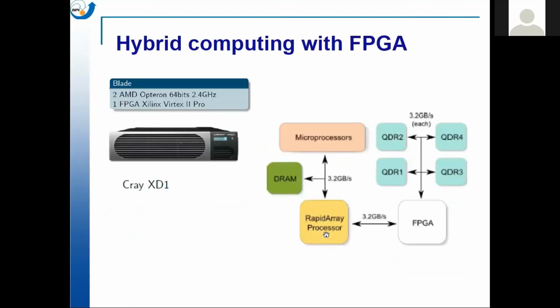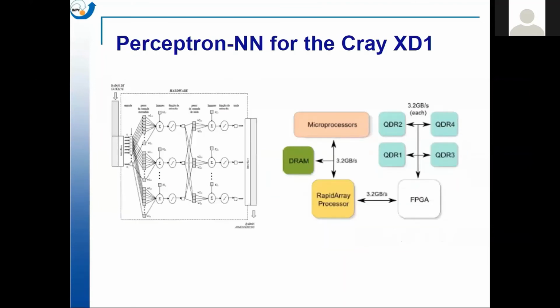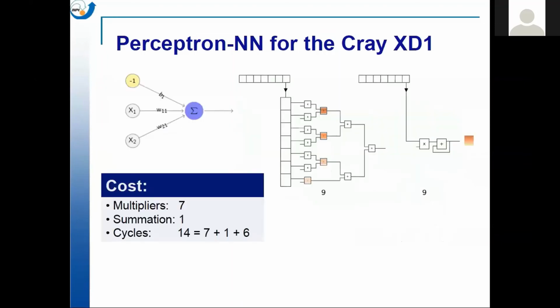It's more complicated in terms of the learning curve when using FPGA. You are going to spend more time in your learning phase programming an FPGA than a GPU or CPU. Okay, and that is what you have. We have a rapid array processor, communicating processors, and FPGA. The idea is to put the neural network on the FPGA.